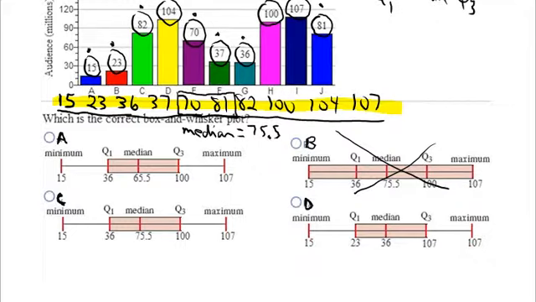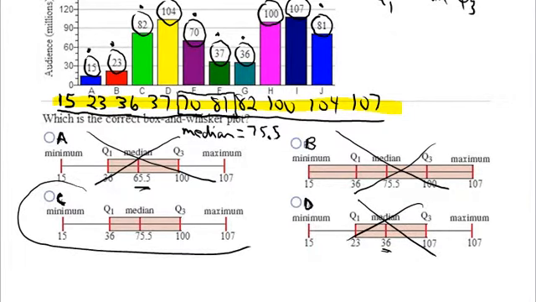Well, that immediately knocks out A, which has a median of 65.5, and D, which has a median of 36. So actually, we're done. It has to be choice C. But what I would say about this is you have to keep going and building your box and whisker plot until you have narrowed your choices down to 1. So I put the median here as 75.5.